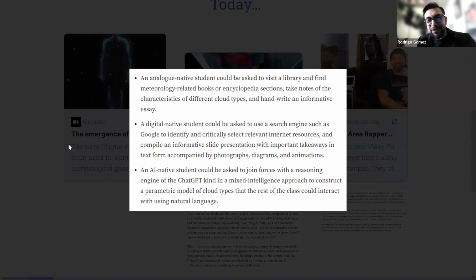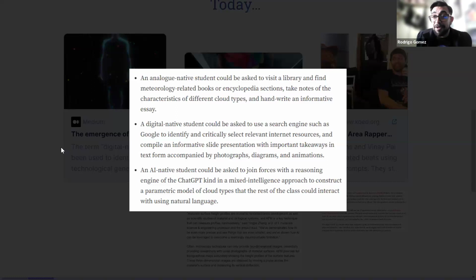An analog native student could be asked to visit a library and find meteorology-related books or encyclopedia sections, to take notes of characteristics in cloud types, and to handwrite information. Well, a digital native, right, by comparison, would have been asked to use a search engine such as Google to identify and critically select relevant internet resources, and compile an informative slide presentation with important takeaways in text form accompanied by photographs, diagrams, and animations.